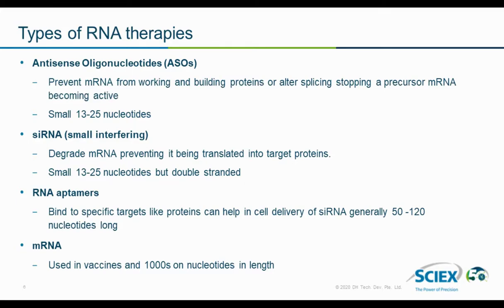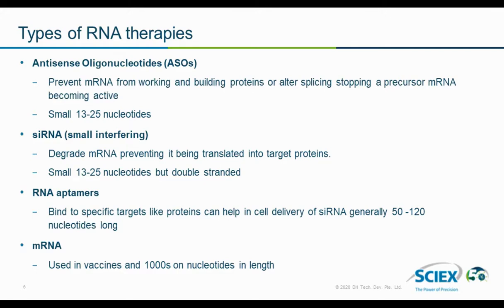You also have siRNA, or small interfering RNA, and these help to degrade a messenger RNA, preventing it from translating into target proteins. Again, these can also be small, but tend to be double-stranded in nature, unlike the single-stranded nucleotides you get from ASOs. You also have RNA aptamers, and these bind to specific targets like proteins, and can also help deliver siRNA into cells. They're generally a lot bigger than siRNA, at 50 to 120 nucleotides long.